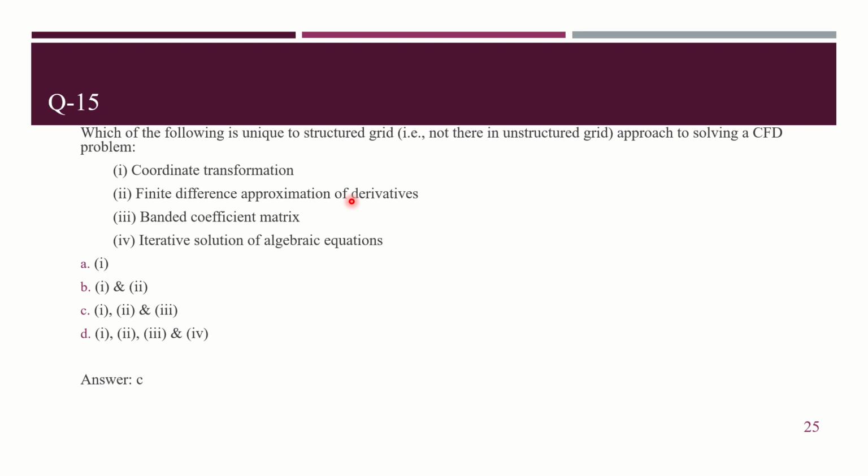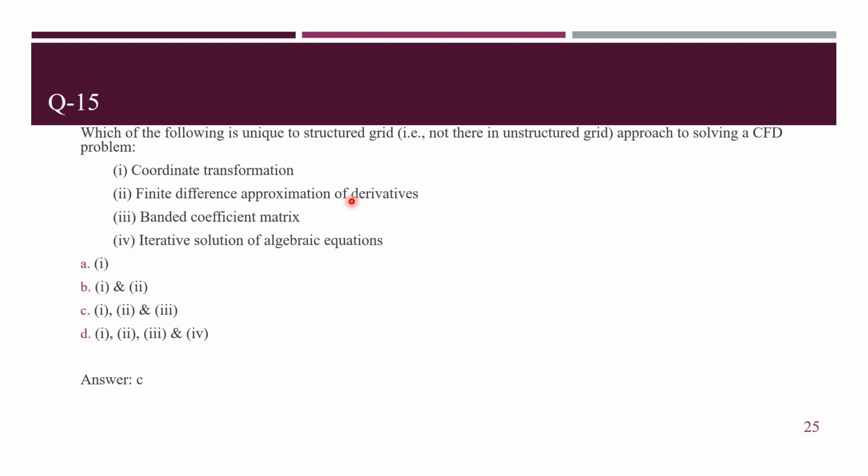The first one is coordinate transformation, that we can easily do in structured grid, which cannot be done in unstructured grid, that is r theta z can be transformed into xyz like that. It can be done in structured grid, but it cannot be done in unstructured grid because there is no direct relation between the adjacent cells in the unstructured grid. So we need to create a separate cell list in unstructured grid, so coordinate transformation is not possible there. So one is true.